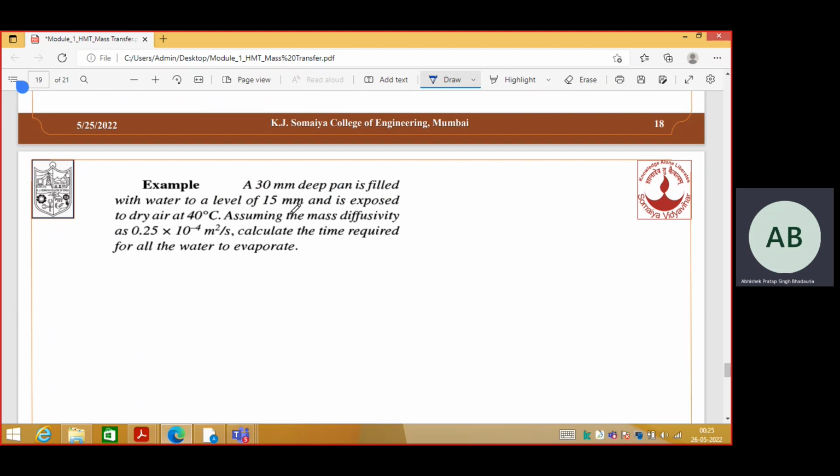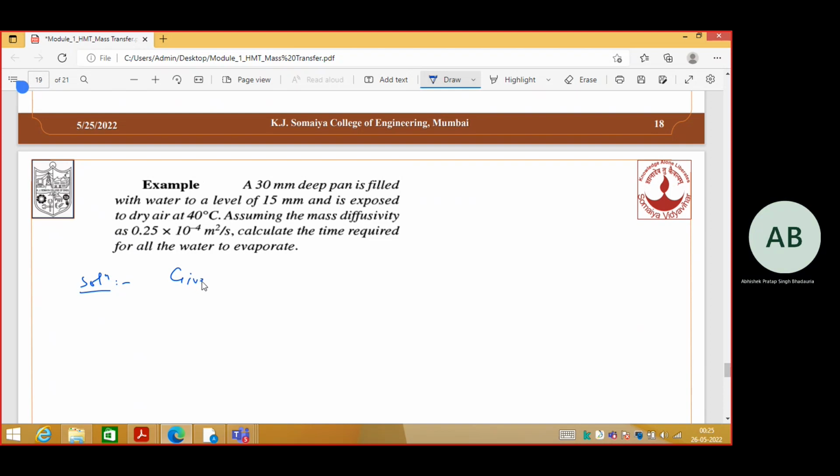Next problem. A 30 mm deep pan is filled with water to a level of 15 mm and is exposed to dry air at 40 degrees Celsius. Assuming the mass diffusivity as 0.25 into 10 to the power minus 4 meters square per second, calculate the time required for all the water to evaporate. In the similar fashion, we can solve this problem also. So what is given?